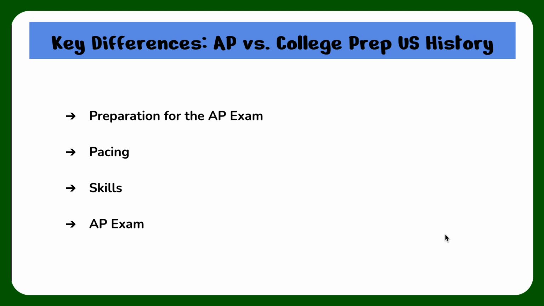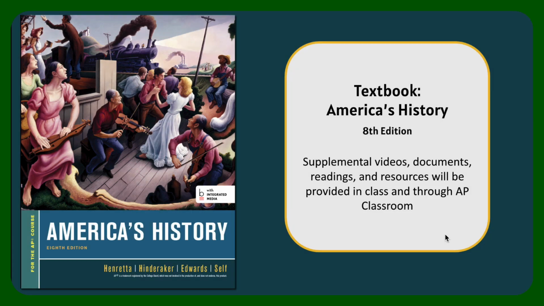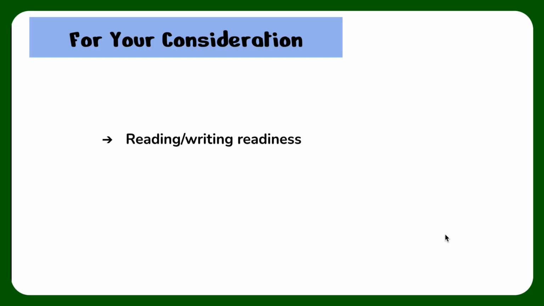And then, of course, taking the AP exam, which I want to point out is a requirement. If you're going to take the class, you've got to take the AP exam. Okay, so the textbook is this one, we just refer to it as Henretta, America's History, 8th edition. It comes in every variety you can get, so you want digital, paperback, and so on.